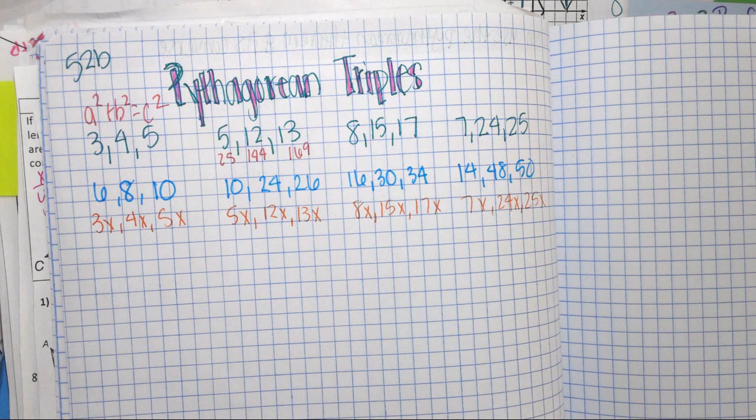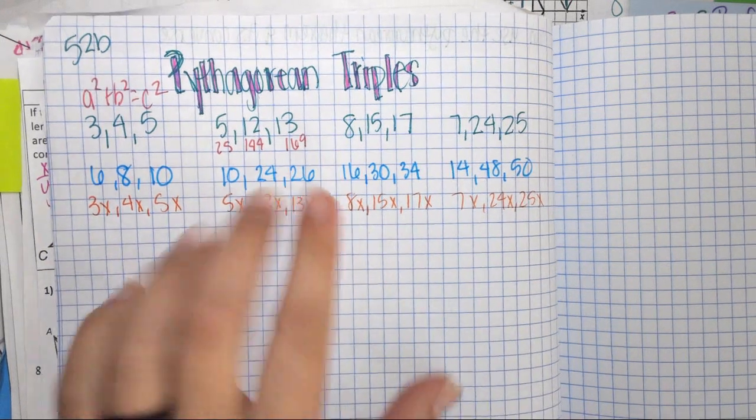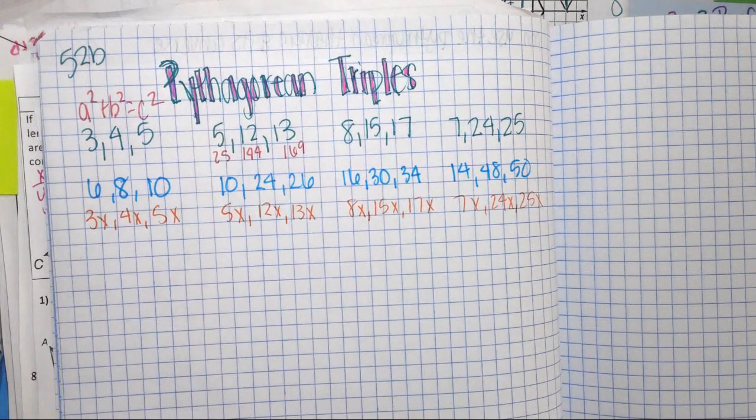But if it's not a triple, what would you have to do? You would have to use the Pythagorean theorem. But luckily, this is a triple. These are triples.